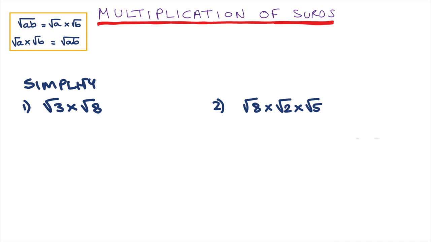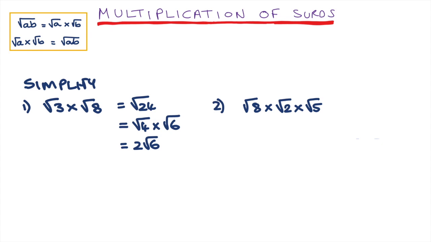Root 3 times root 8 is root 24. And what we want to do now is what we did yesterday. We want to simplify that root 24. We want to think, are there two numbers that will multiply to give us 24, one of which is a perfect square? And we can write that as root 4 times root 6. Root 4 is a perfect square, so it's 2 root 6.